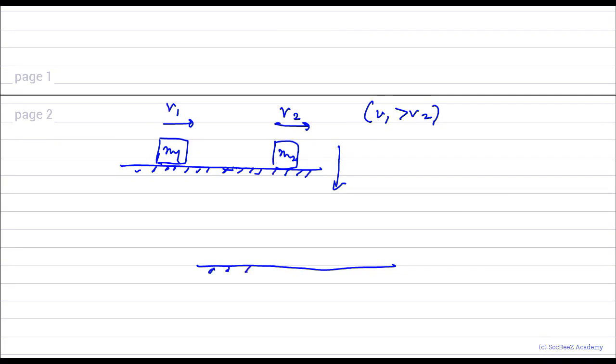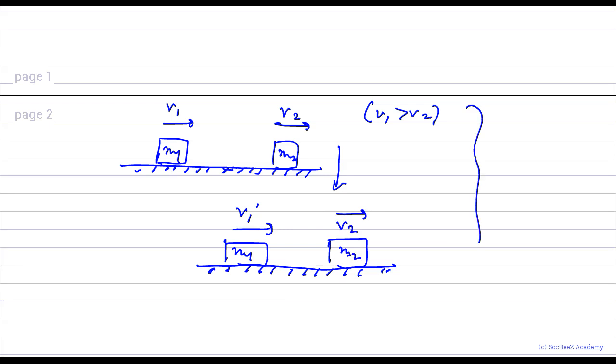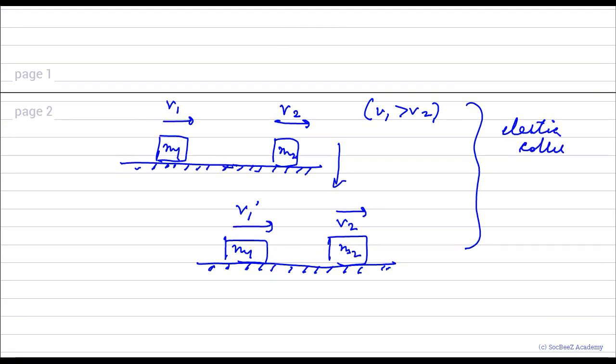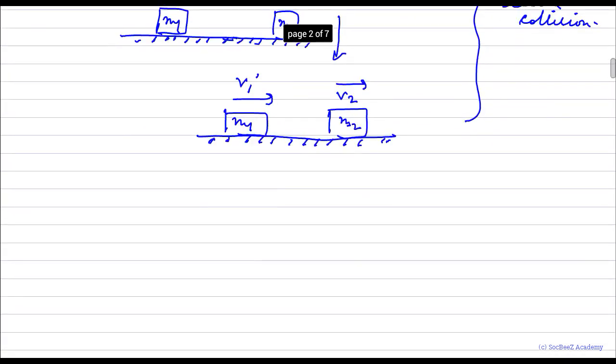Okay, so my final state is, this is my first block, it has velocity v1 dash. This is my second block, it has velocity v2 dash. This is a case of elastic collision, let's say, so my kinetic energy and the momentum are going to be conserved.